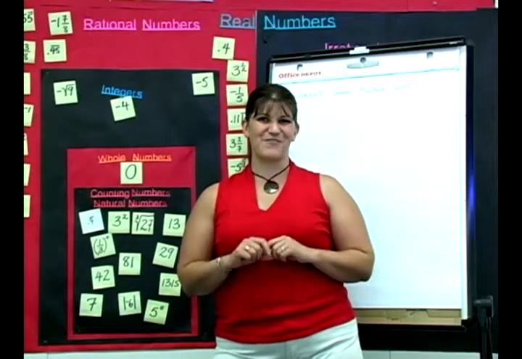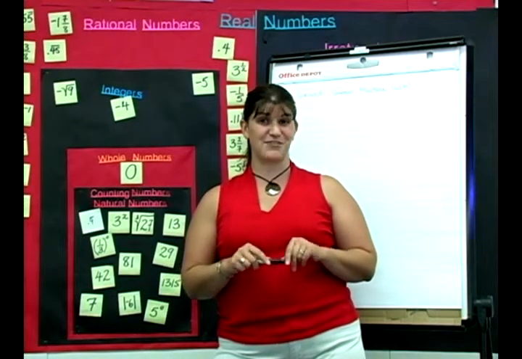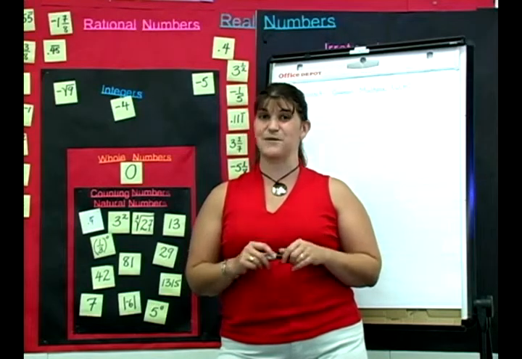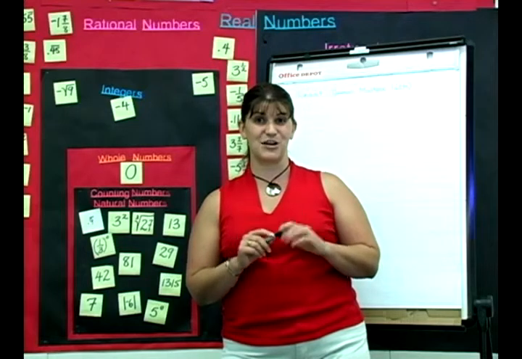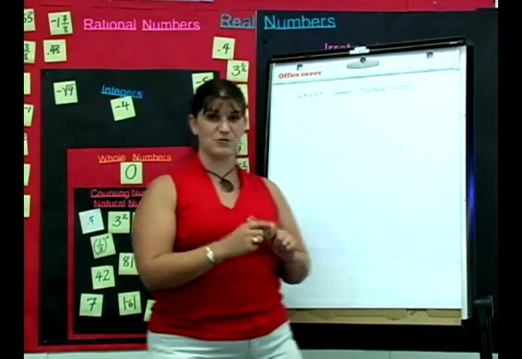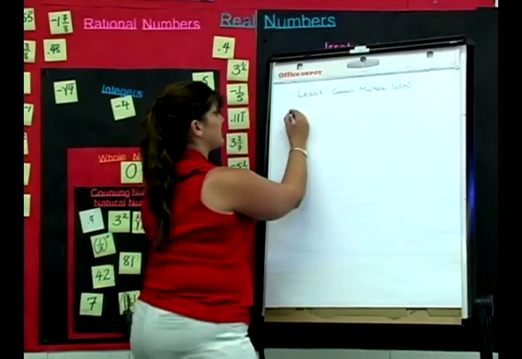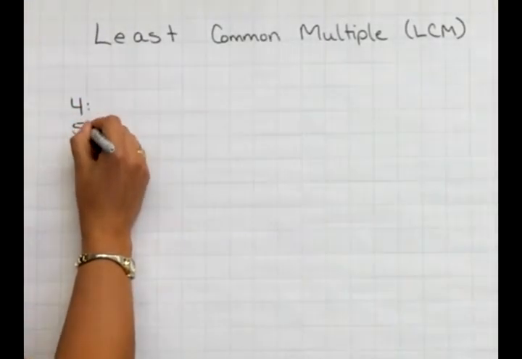When you're working with fractions, it's important that you know the GCF, which is the greatest common factor, and the LCM, which is the least common multiple. First, we're going to look at the least common multiple. Now, what this is, we're going to take two numbers. So to begin with, I'm going to take the number 4 and the number 5.